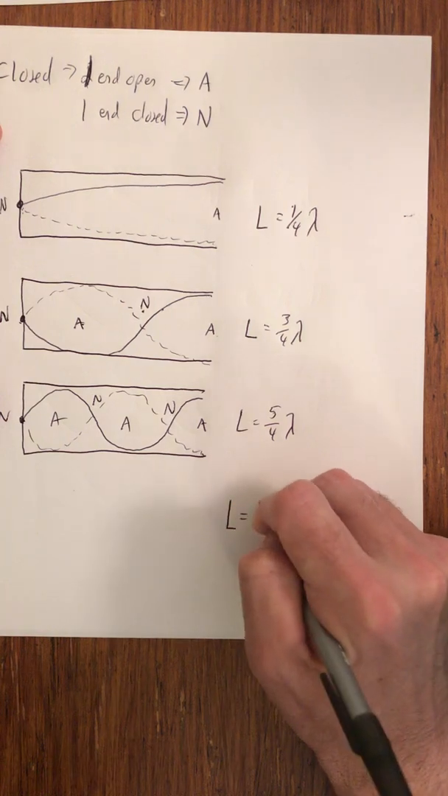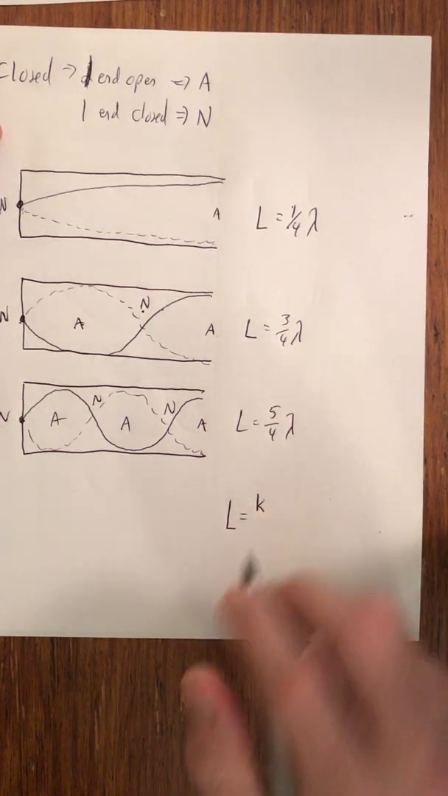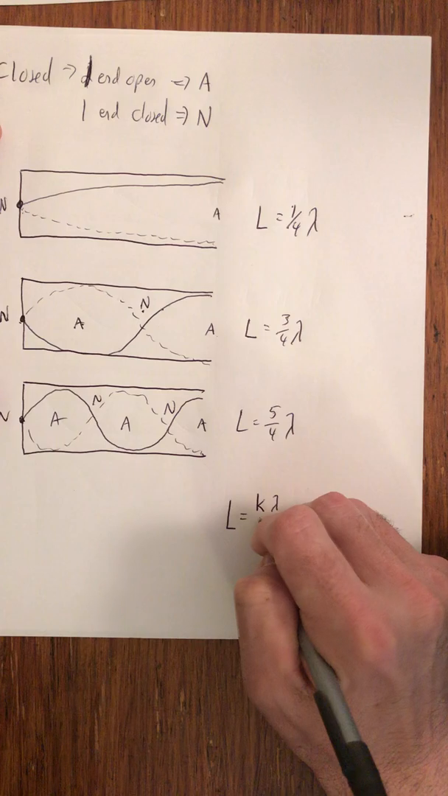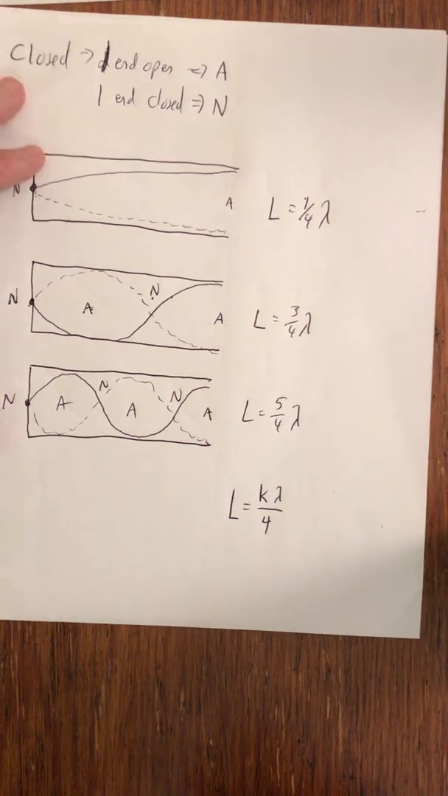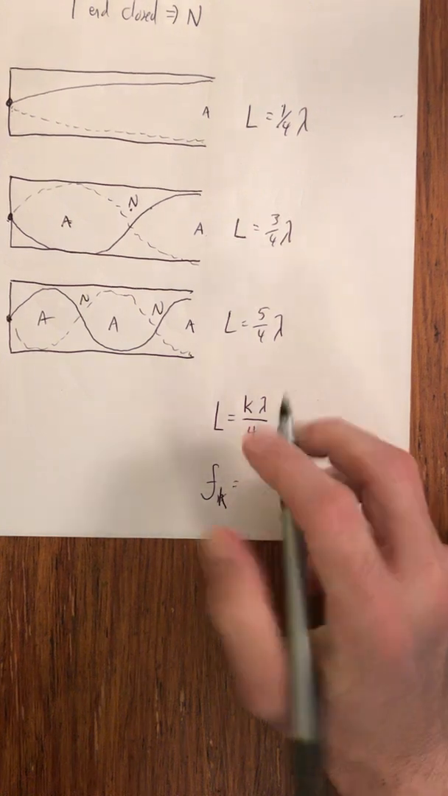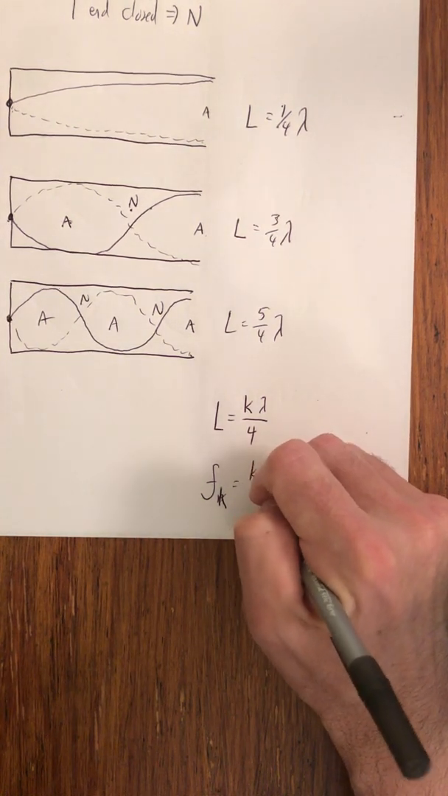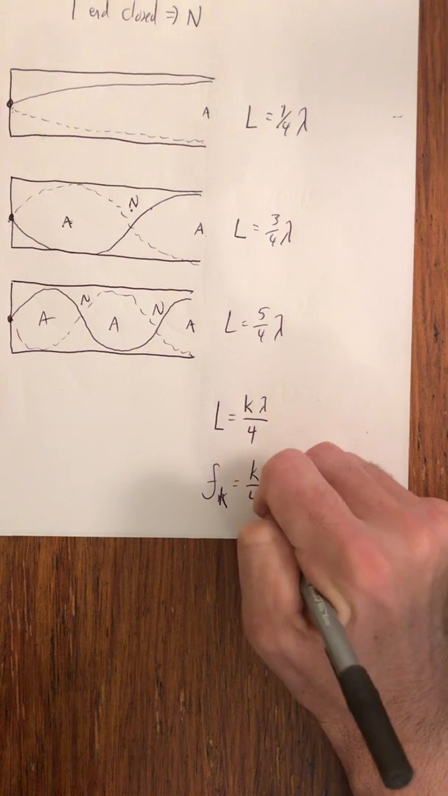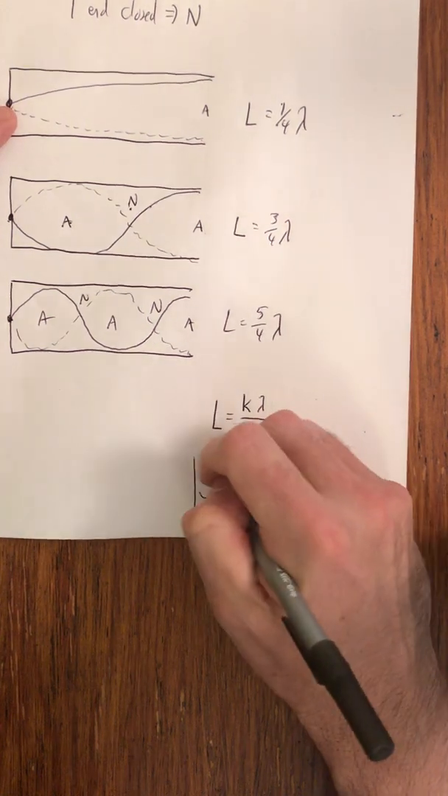So here's what we're going to do. We're going to define k to be an odd integer. We've done that before. And so that's our condition. And then the associated frequencies with that, so f_k, not f_n now, is going to be kv over 4L. So it's a different equation.